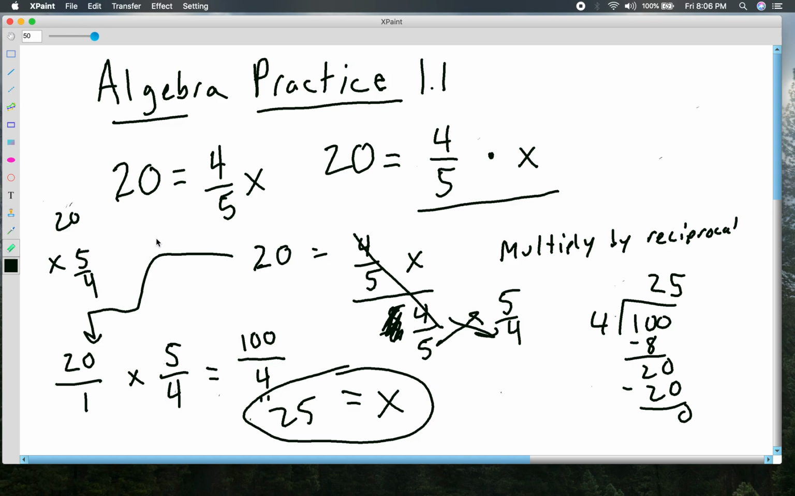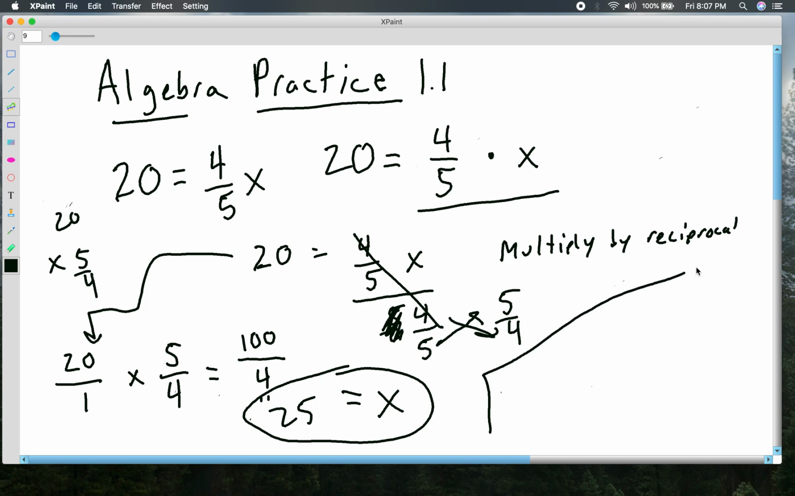Now, let me show you a little bit of a trick you can do if you want. I'll show it to you over here. I have my 20 over 1 times 5 over 4. Now this is called canceling out. I asked some of the kids what this was the other day. If you have across the numerator and the denominator a number you can reduce a little bit, you actually make your job easier.